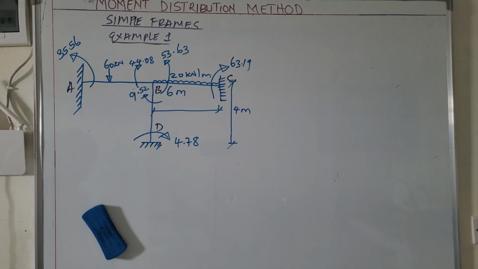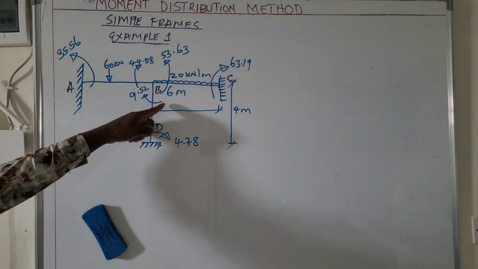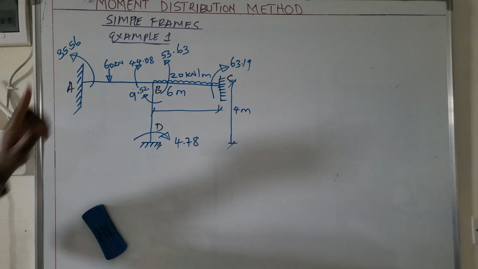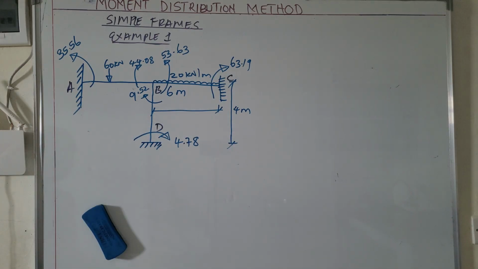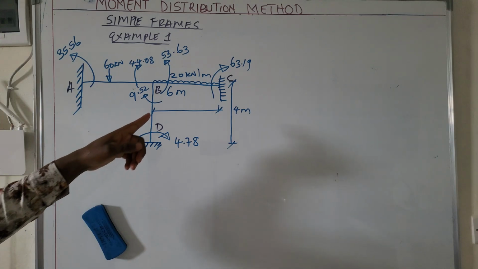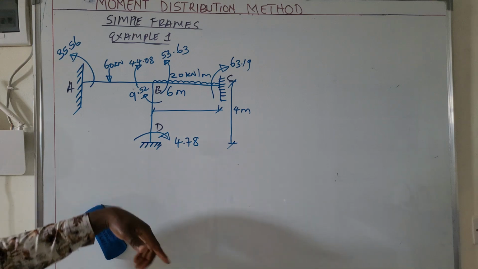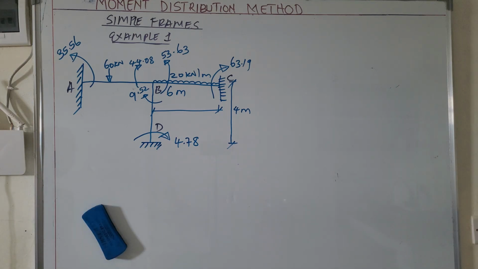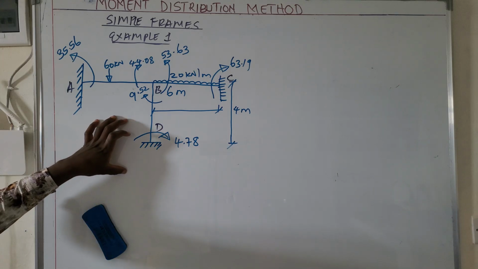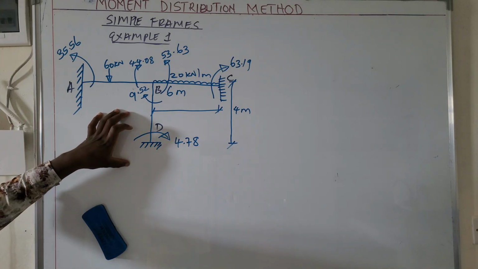And then we had 9.55, that is BD, positive again in clockwise direction, as you can see. And then we had 63.19, it was positive in clockwise direction, as you can see. And then we had 4.78, it was positive in clockwise direction. So this is how we indicate our final moment on our simple frame.